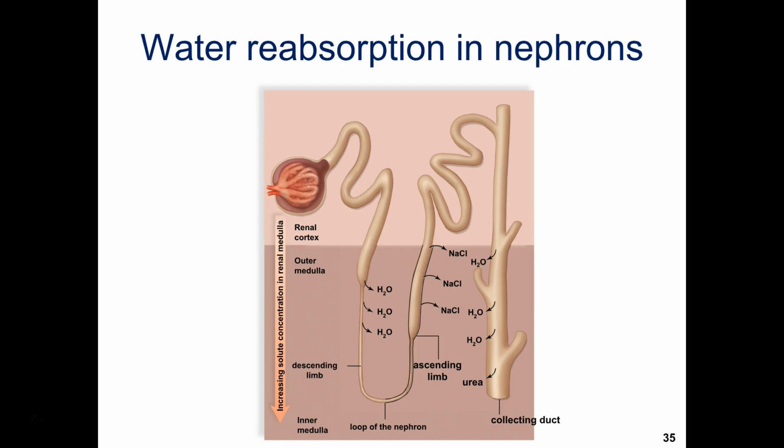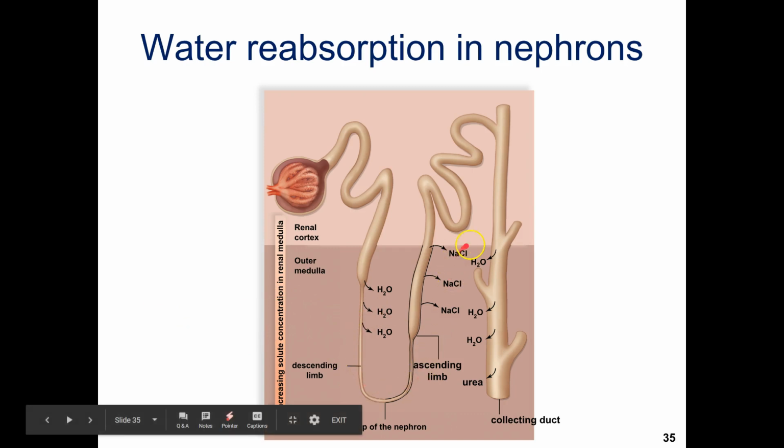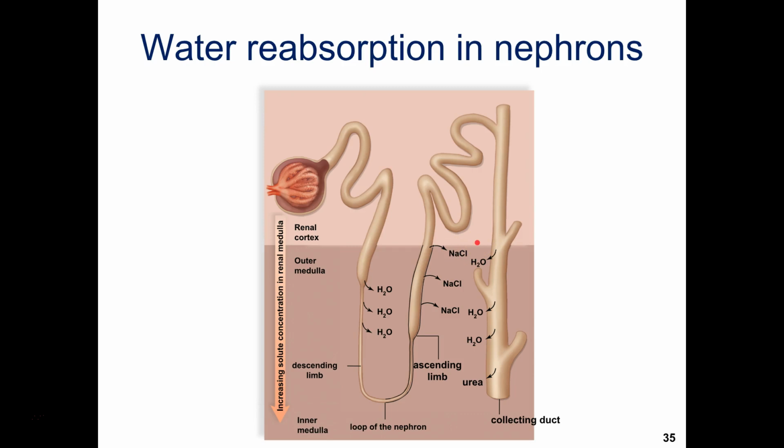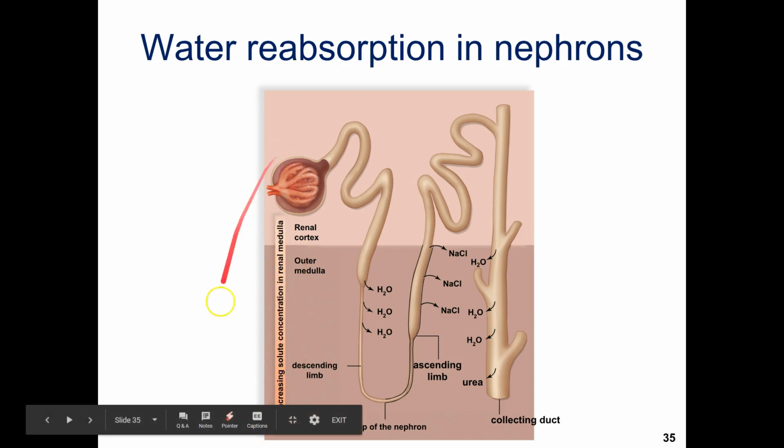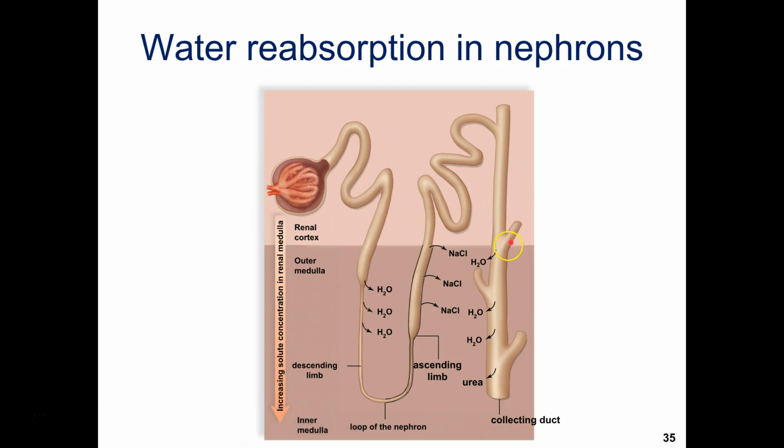So what this is showing here is this descending and ascending loop of the nephron, which you should check out in that video about the nephron's function. But as you get deeper into the medulla, you increase the solute concentration. You increase the amount of stuff that's in here. So water is going to come out more and more as you increase the amount of stuff that's in here. ADH, or antidiuretic hormone, plays a role here.